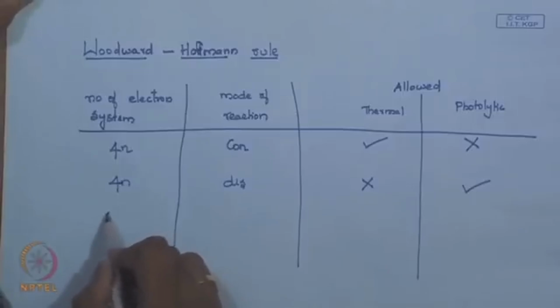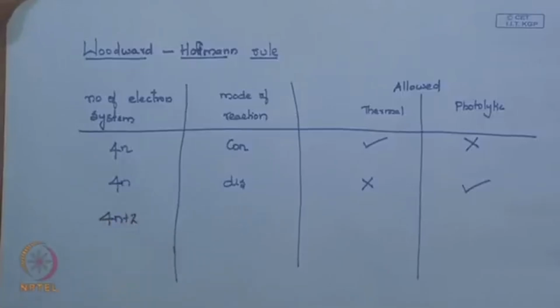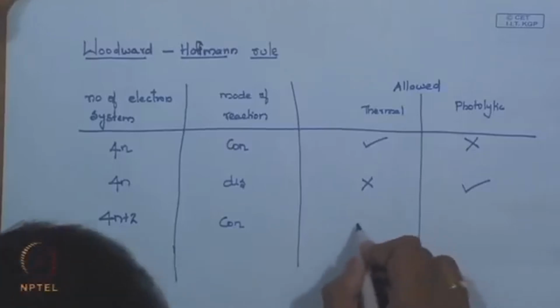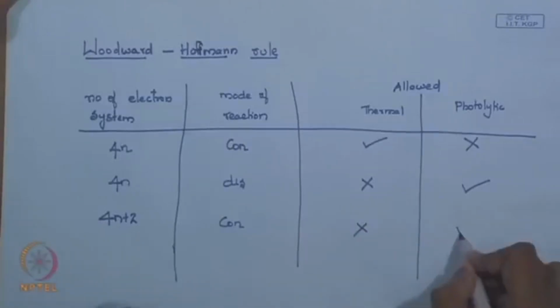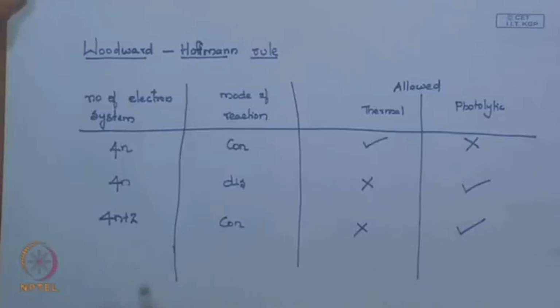Now go to your 4n plus 2 system. Again I am saying con, in which system it is allowed? We have said that in 4n and 4n plus 2 system it is just exactly the reverse. So in 4n plus 2 system con, in heating it is not allowed, it will be the reverse. So it will be allowed in the photolytic condition. Then if it is dis, yes, it is allowed thermally. So this is your basic Woodward-Hoffmann rule.